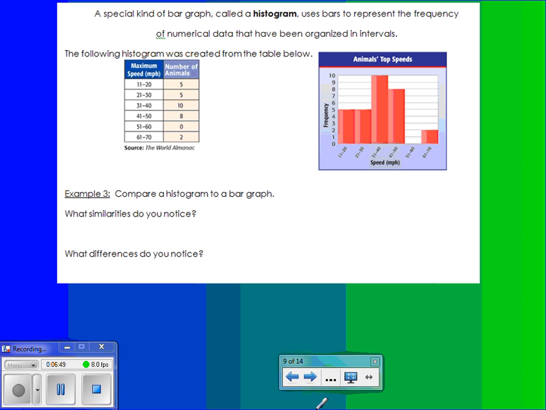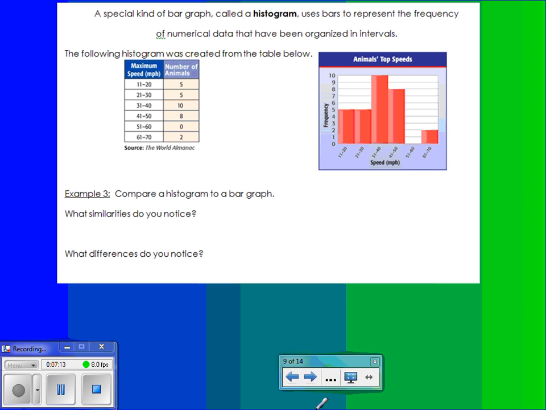Now we're going to talk about a special kind of bar graph, and that's called a histogram. When you look at this histogram, what's different between this and a bar graph? They're all together. They're touching. Why are they touching? Take a look at that picture and tell me why you think. Why do you think, Hope? Because the numbers are all back to back. It's 11 to 20, then it's 21 to 30.